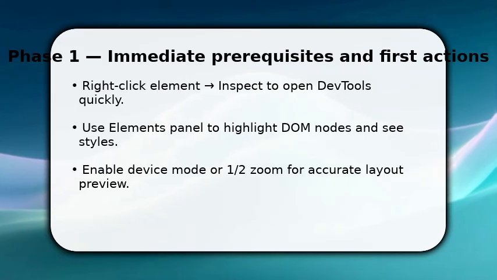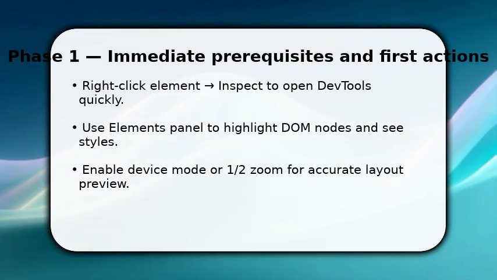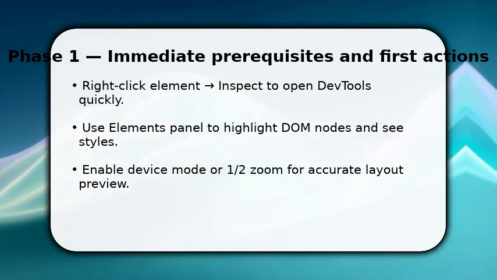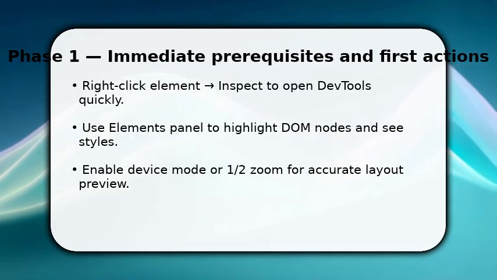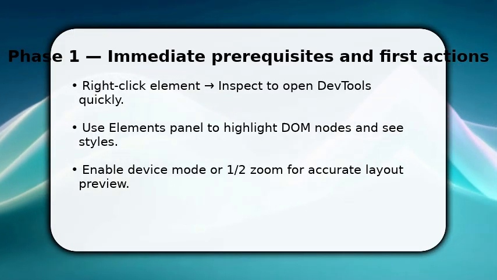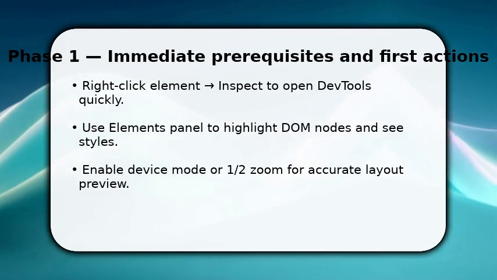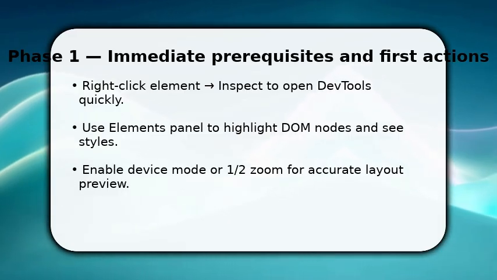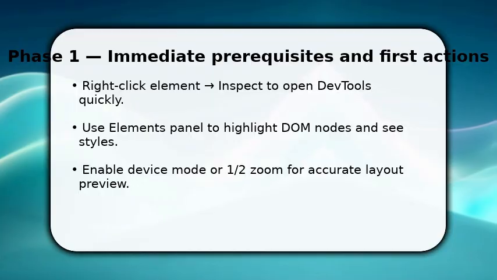Enjoy the video. You start by opening DevTools, right-click the page element and choose Inspect. You need the Elements panel visible so you can see the DOM and the currently selected node. Once done, hover over the node to highlight the area on the page and make sure device mode, or a matching zoom, is set for layout accuracy. This first step establishes context so the styles you inspect correspond to what you see on screen.